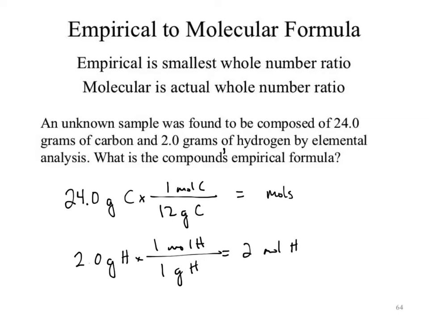Which number is smaller, 2 or 2? They're the same, so it doesn't matter. Divide them both by 2. What do I get? 1, 1. My empirical formula is CH. 1 to each of them.